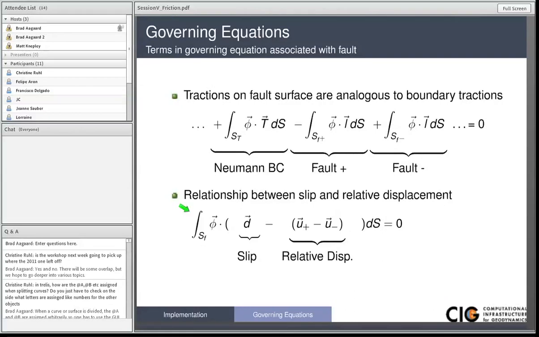So in general, in prescribed slip simulations, we're setting what the slip is, and then we need to solve for the relative displacements on each side of the fault, as well as the fault tractions. Now in a fault constitutive model, we have constraints on the fault tractions, and our slip is unknown.